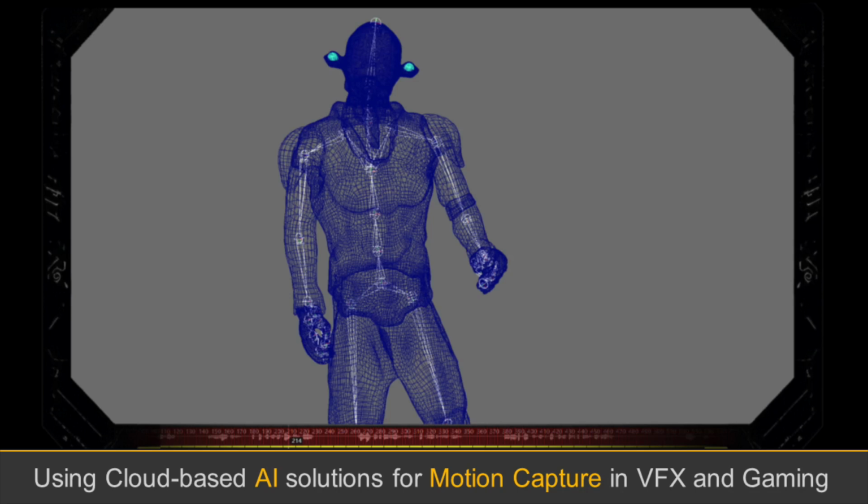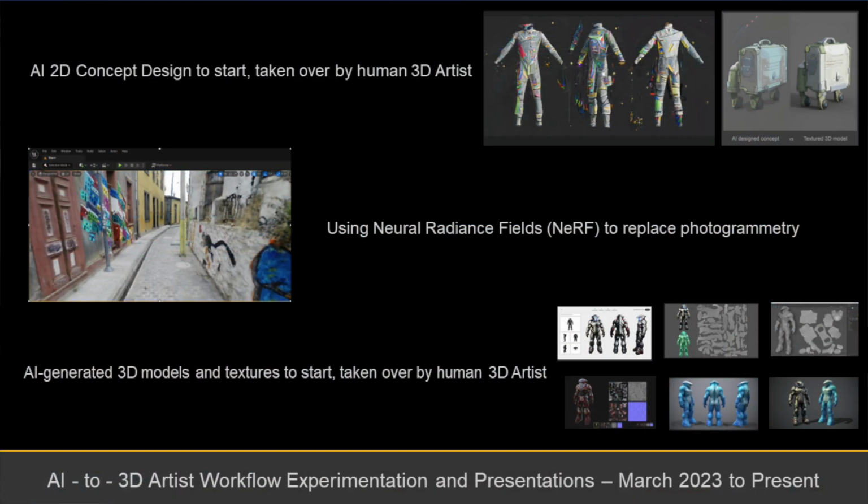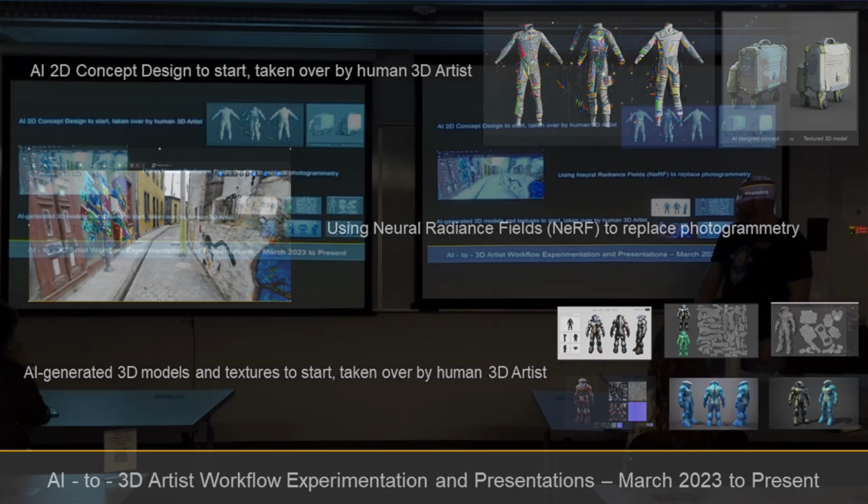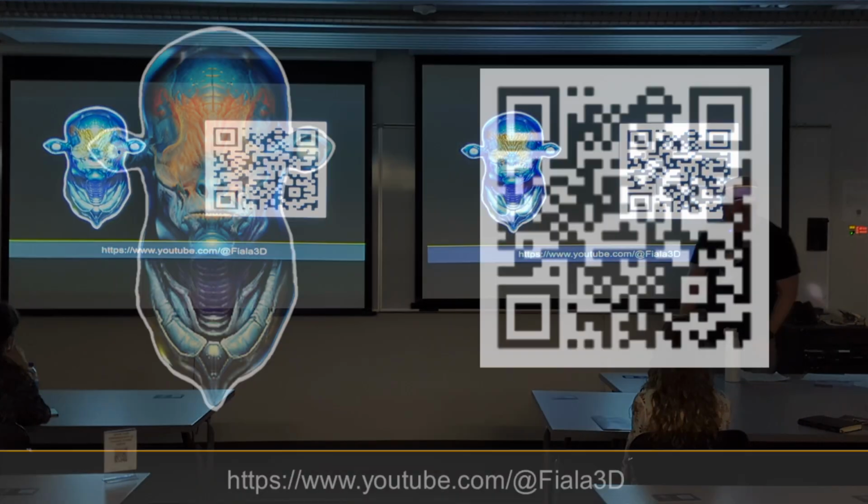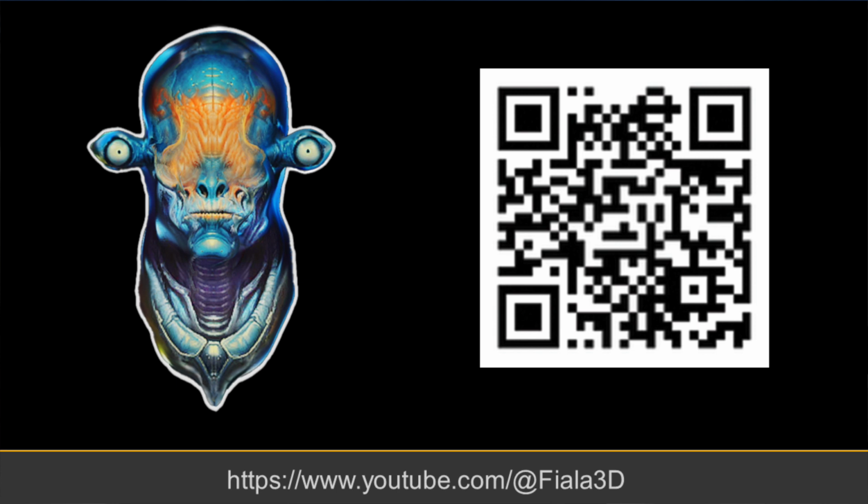So since the last time this event ran is when I started presenting this research, and I started with things like 2D concept art to make AI, neural radiance fields from on-site photos to make real-time game environments, and then also AI-generated 3D models that I then took over as a human-trained 3D artist. But I don't actually have time to talk about that today, so I made a YouTube channel just for tonight.